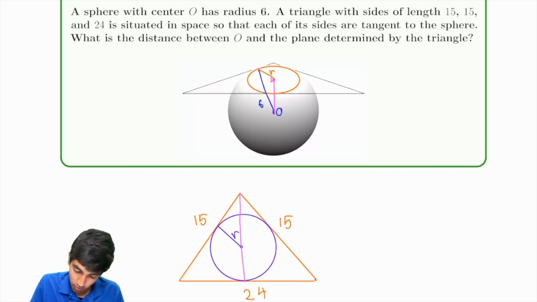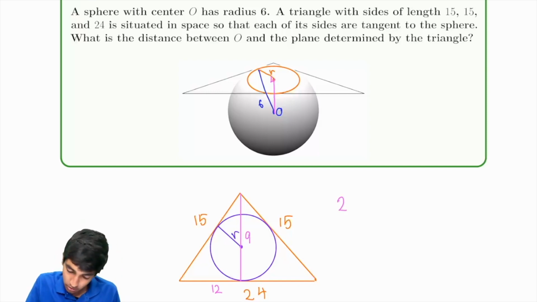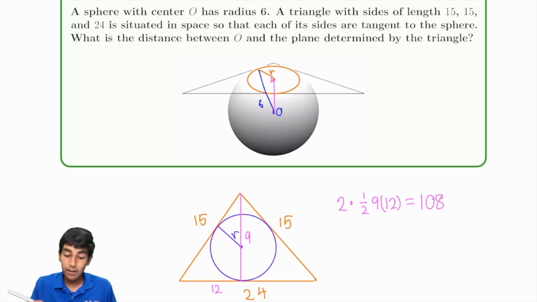Because it's an isosceles triangle, we can drop the altitude, 12, and then 9, 12, 15 is a Pythag triple. So now the area is two triangles, times 1/2, 9, 12. And this is 2 times 54, which is 108. So the area of this triangle is 108.